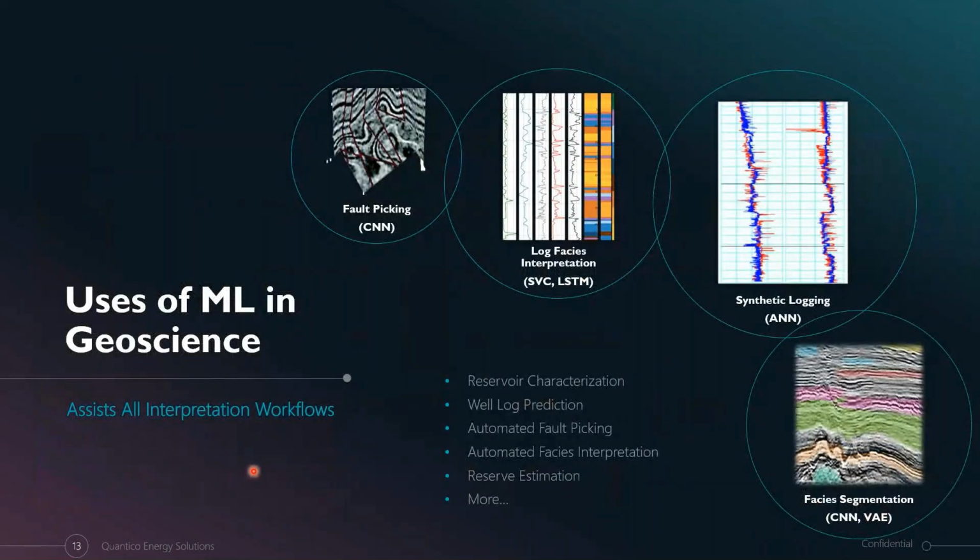And of course, I'm going to mention some other uses of machine learning in geoscience. It's been proven that many machine learning methods outperform conventional methods. The examples I'm going to point out are, for instance, fault picking, which is also called fault segmentation, estimating facies from well logs, synthetic logging, which uses artificial neural networks, and facies segmentation, where you can pick some facies manually and it gets propagated throughout your entire survey. Many of these image-based methods use convolutional neural networks, and I've seen some examples of facies segmentation using a method called variational autoencoders.